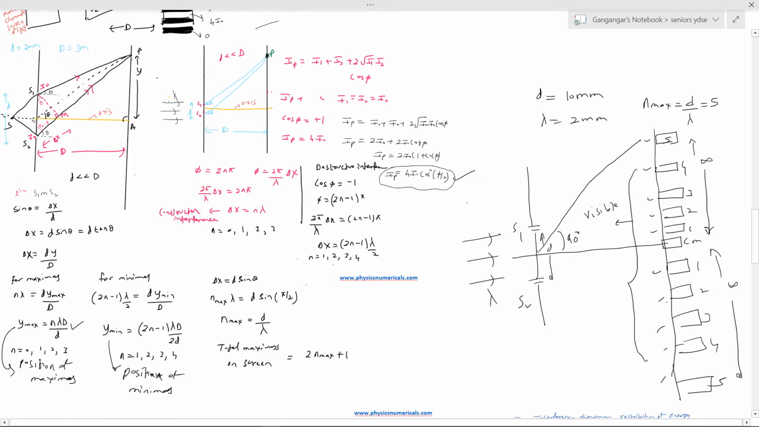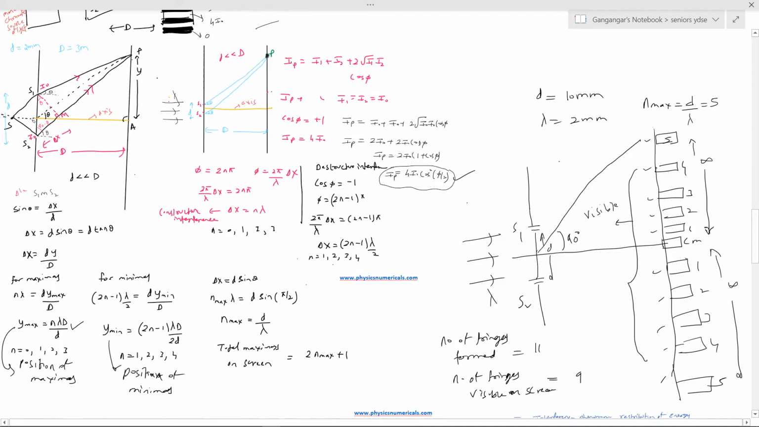Number of fringes visible, how many will be? 9. But how many fringes will be formed in total? 11 fringes will be formed. So the number of fringes formed is 11, and the number of fringes visible on the screen will be 9. So why 2 fewer fringes? The ones which are at infinity will not be visible.